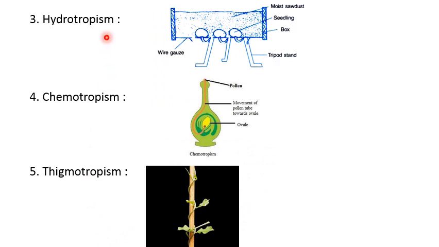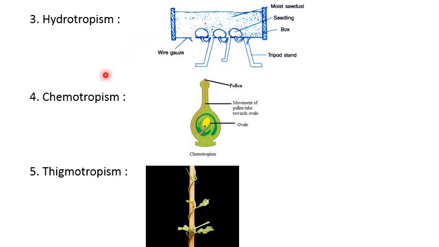So the next kind of movement is hydrotropism. So hydro means water. So the curvature towards the source of water is known as hydrotropism, and here the roots are positively hydrotropic. So all these are germinating seeds. So this is the moist sawdust, and the seed has germinated into a seedling, and the roots have come out. So roots, after coming out, here there is no water, and once again they bend back towards the source of water. So they are showing hydrotropism here.